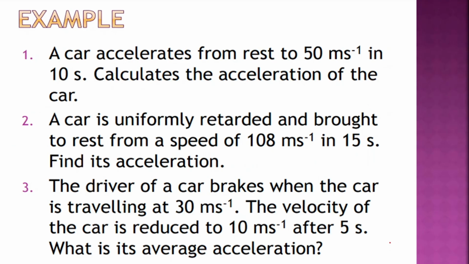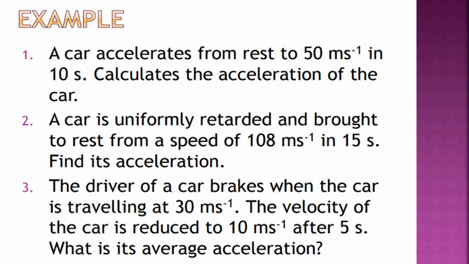we have another question. A car is uniformly retarded and brought to rest from a speed of 108 meter per second. So which speed is this? If in the question it is given that the car is uniformly retarded and brought to rest, it means that the car is having a deceleration, a negative acceleration. It means that the velocity of the car is decreasing and finally it is coming to rest.